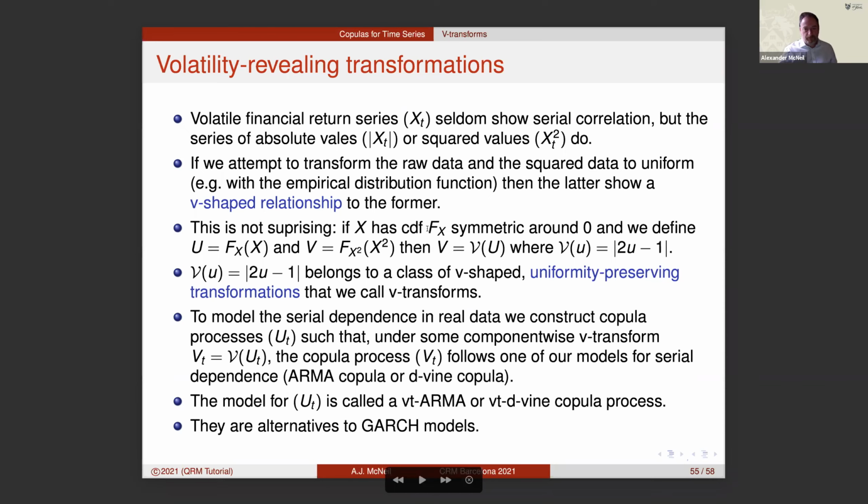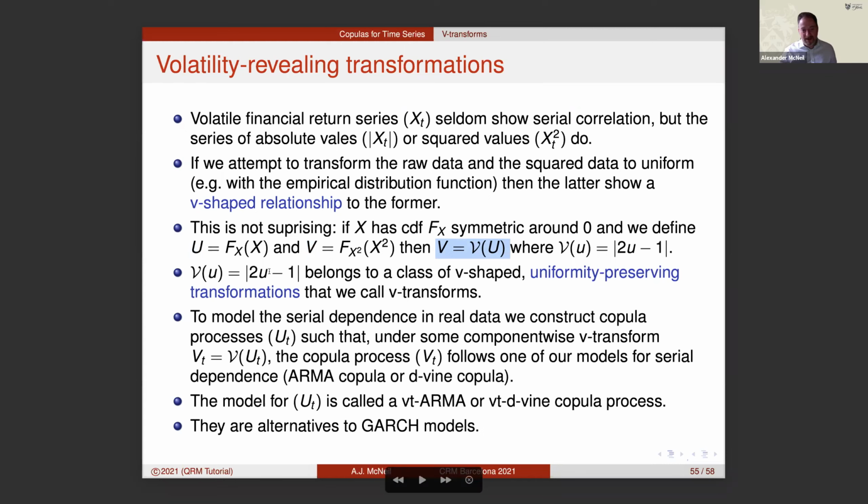Suppose you have a random variable and it has a distribution which is symmetric around 0. And suppose you take the pit transform of X and you take the pit transform of X squared, or X in absolute value. It actually doesn't matter. You get the same thing. Then you'll find that V is related to U by a perfectly V-shaped transformation. Okay, so this is twice U minus 1 in absolute value, and it is what I call a V transform. It's a uniformity preserving transformation. It must preserve uniformity because both U and V are uniform random variables. So this function that connects them must preserve uniformity, and that's what we call a V transform.